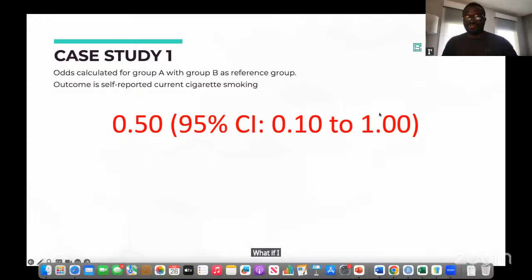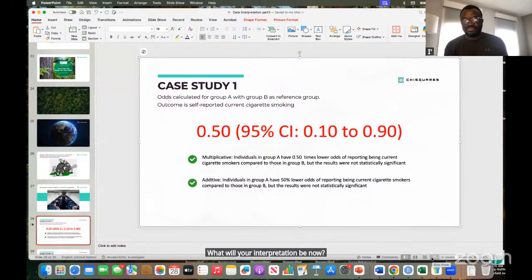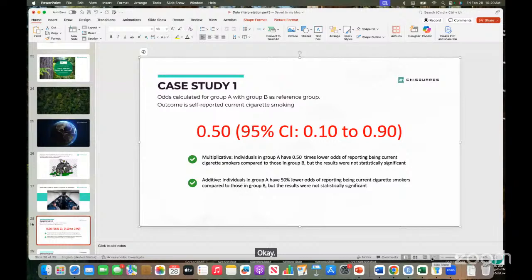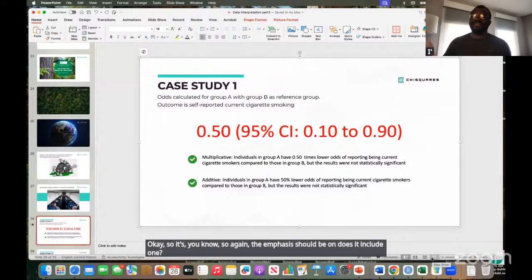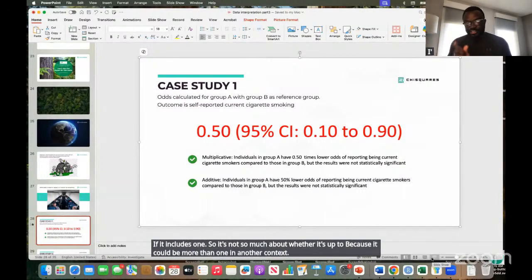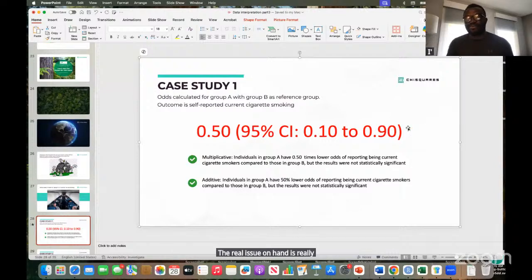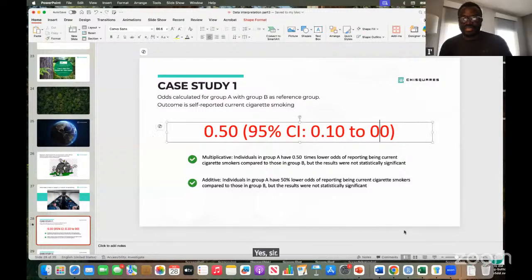What if I were to change this to this? What will your interpretation be now? Okay. It's not up to 1, so it is statistically significant. Okay. So again, the emphasis should be on, does it include 1, right? It's not so much about whether it's up to 1, because it could be more than 1 in another context. The real issue on hand is, does that confidence interval include 1 or not? All right. So great job. I hope you're clear now, Andrew. Yes, sir. All right, awesome. So let's cancel this back to where it was.